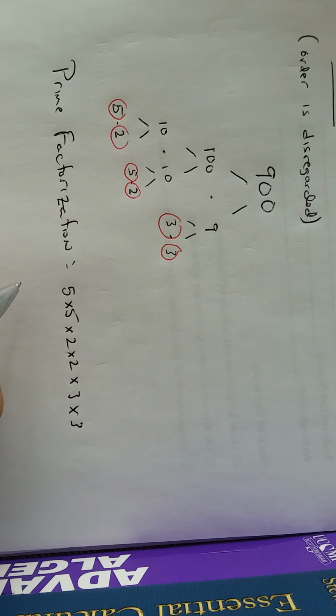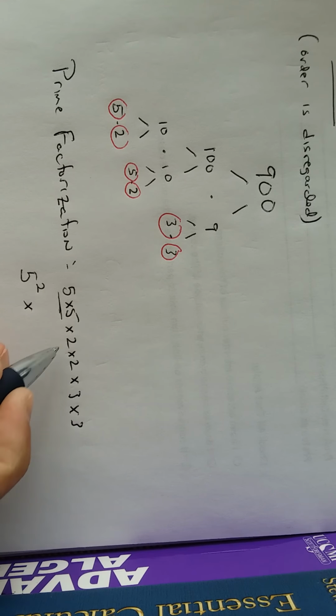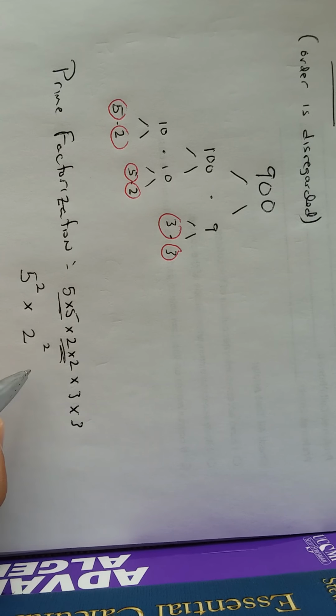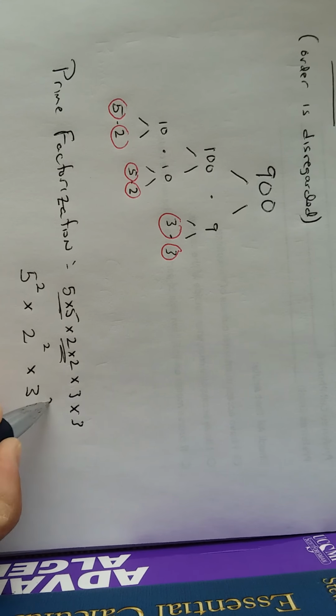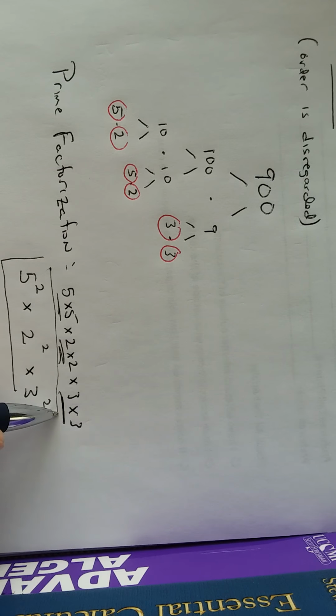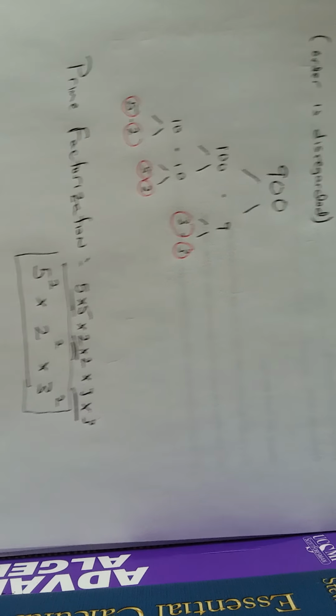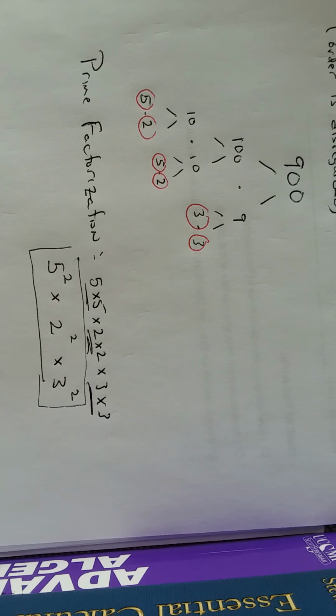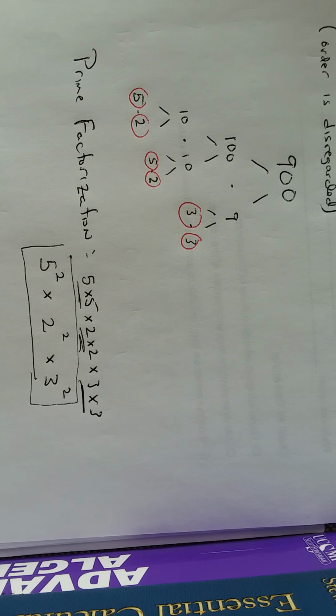What we generally do is write them in terms of exponents. So that's going to be 5 squared because you have 2 5's, times 2 squared because you have 2 2's, times 3 squared because you have 2 3's. And that is the prime factorization of the number 900. So this is a direct application of the fundamental theorem of arithmetic.